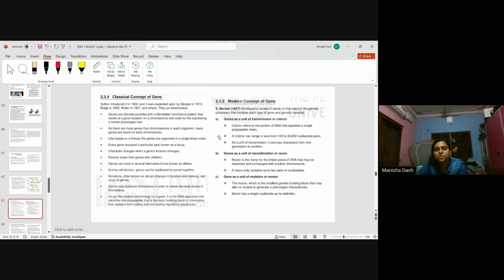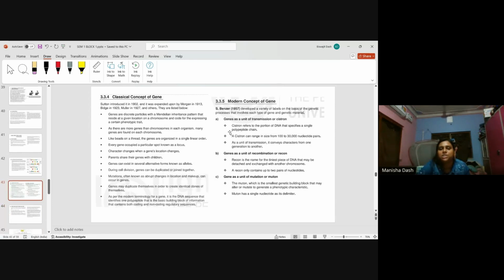Then coming to the fine structure analysis of gene. Okay, so the modern concept of gene can be expressed in three different ways. Gene as a unit of cistron, gene as a unit of recombination or recon, and gene as a unit of mutation or muton. So we can express gene as a unit of transmission. The cistron refers to the portion of the DNA that specifies a single polypeptide chain, or gene can be explained as a segment of DNA that codes for a protein. So we can call it a cistron.